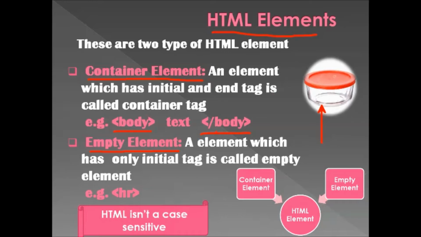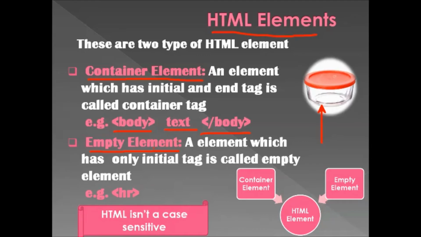Next we have an end tag. A tag which has a slash is called an end tag. So an element which has an initial tag as well as an end tag is called a container tag, because we can contain anything inside this container tag. It could be text, an image, a video or anything else. That's why it is called a container tag. Here, this body tag is a container tag.